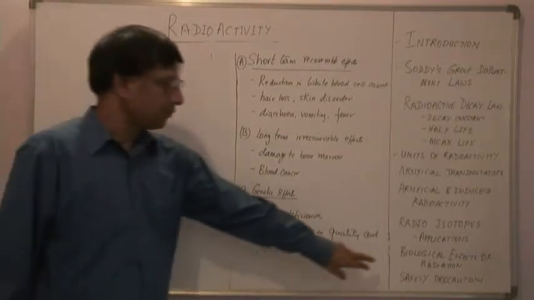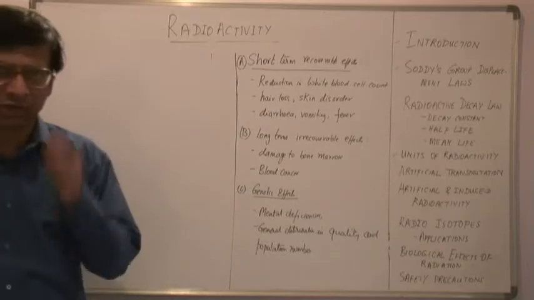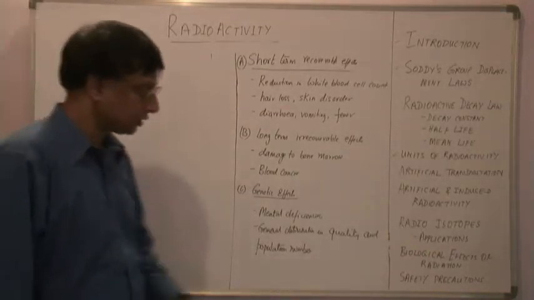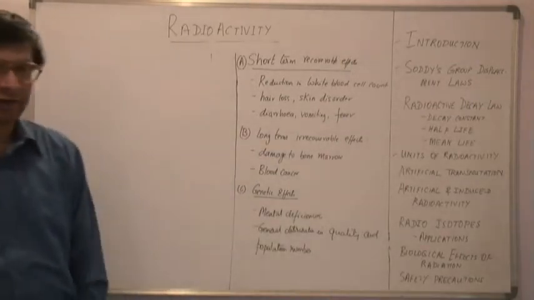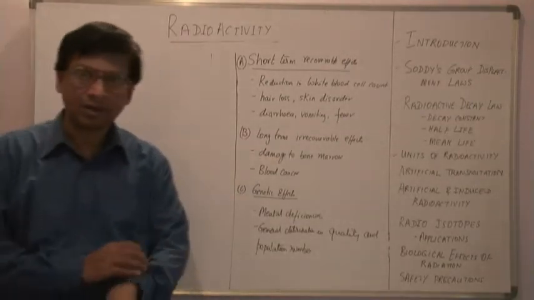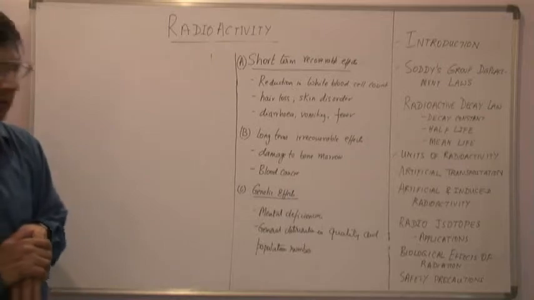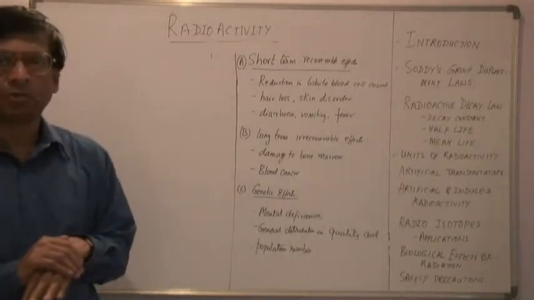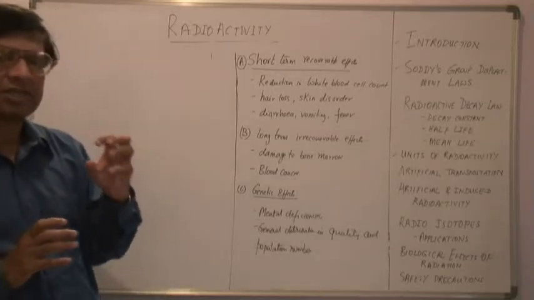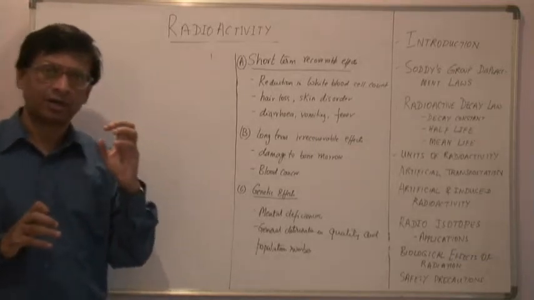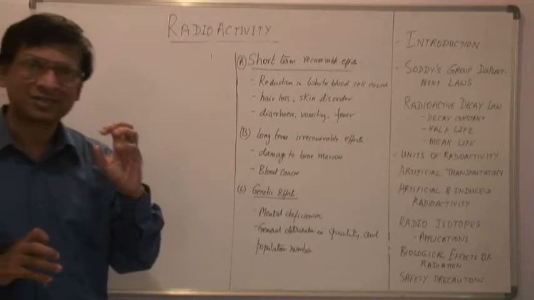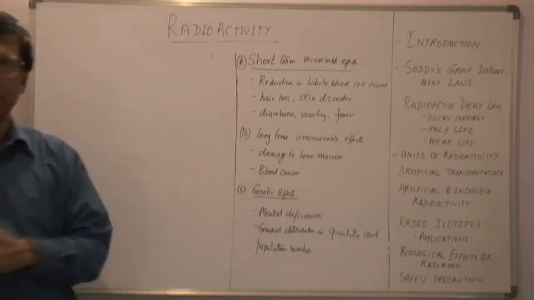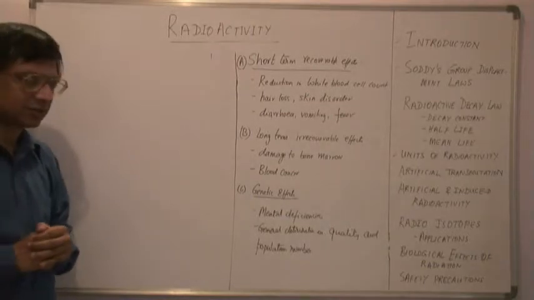So we'll now look at the biological effects of radiation. Depending on the type of radiation, the effects of radiation could be different. For example, when we consider alpha particles, they are less penetrating in nature. They can be stopped quite easily because they are basically nuclei of helium, and therefore their size is much higher compared to beta particles, which are basically fast moving electrons.